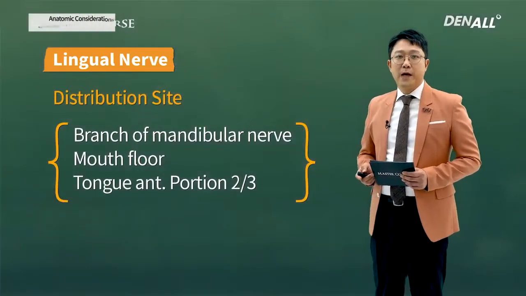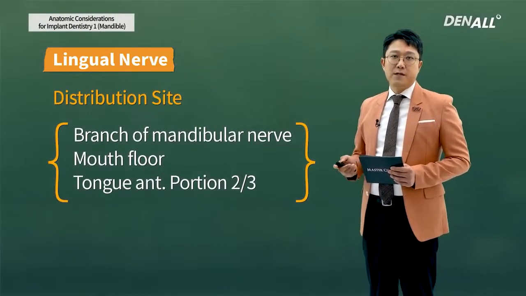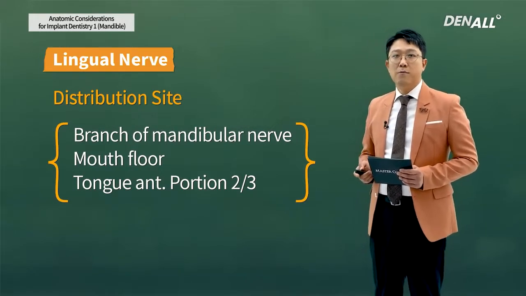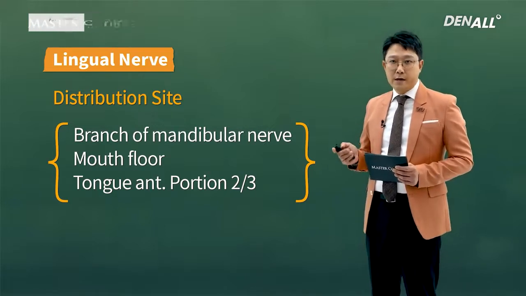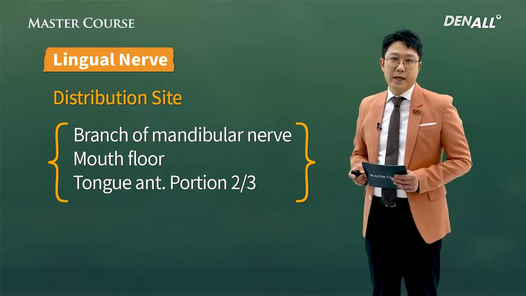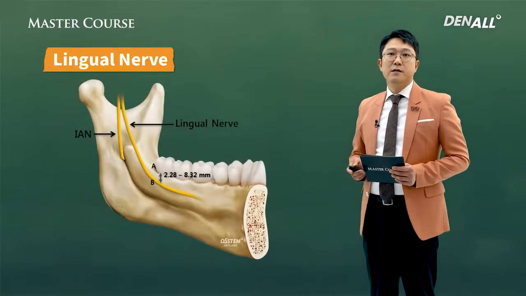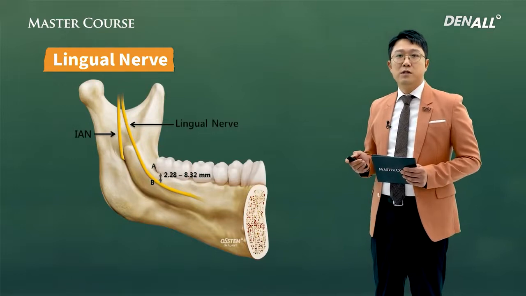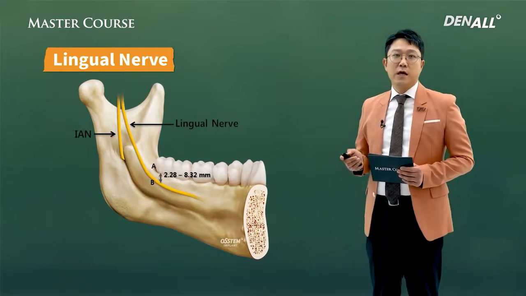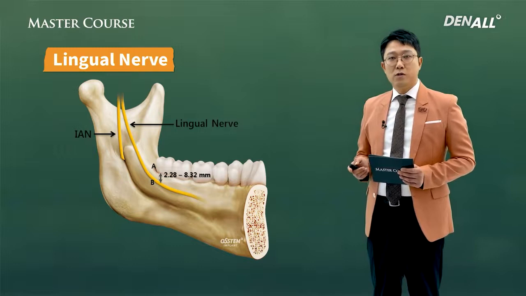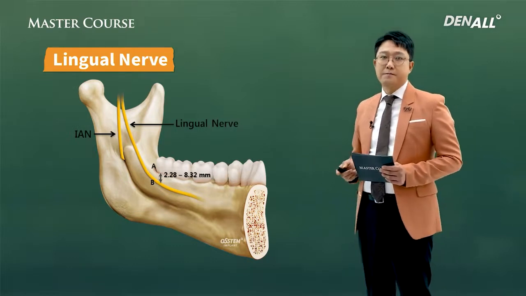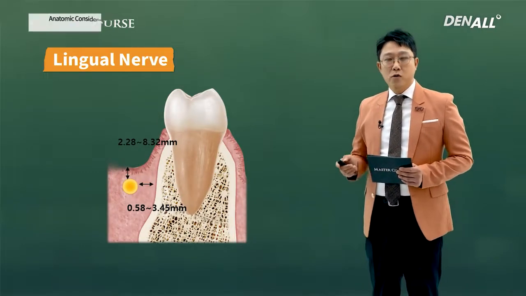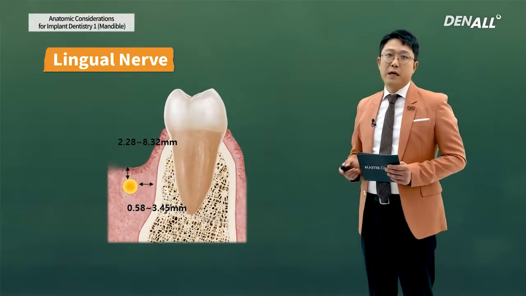Next, let's talk about the lingual nerve. The lingual nerve is the lingual branch of the mandibular nerve. It controls the sensation for the mouth floor and 2/3 of the tongue. The lingual nerve comes from the mandibular nerve, and it runs closest to the alveolar ridge at the lingual side of the third molar, and as it goes further anterior, it goes away from the ridge. It is close to the lingual side of the ridge and also runs horizontally close to it.